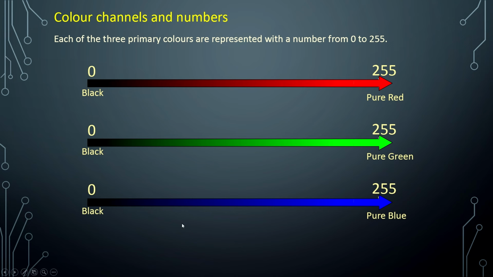So as I said in the video there, each of our 3 colour channels goes from 0 to 255. What this means is that we've actually got 256 values for each colour, because we've got 1 to 255, but we've also got the 0 value as well.